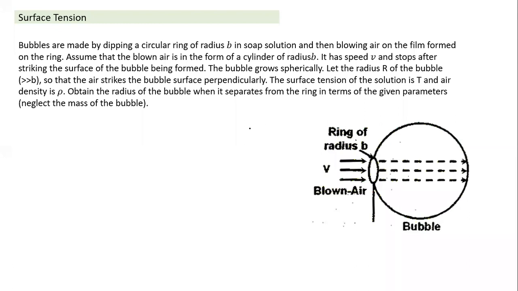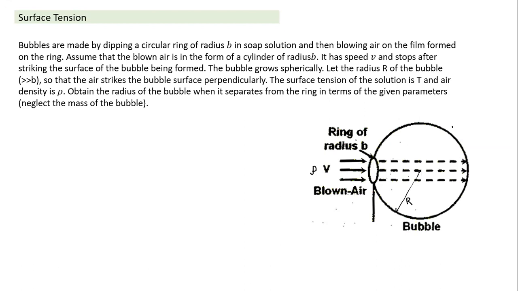So what we want to calculate here, what are the relevant parameters? The relevant parameters are the radius of the ring, the velocity of the air which is blown, and the density also will come in, along with the surface tension of the solution T. This force it will exert will depend on the density, the velocity, the radius of the ring, and the radius of the bubble when it just separates from the ring. Until then, it is happy, it sticks to the ring. So what is this radius when it separates?